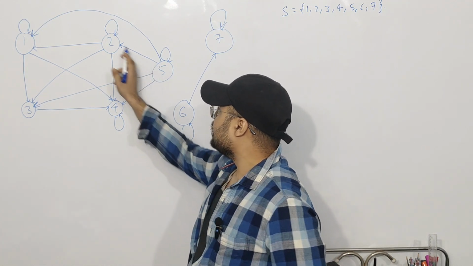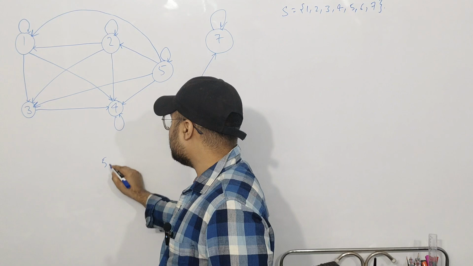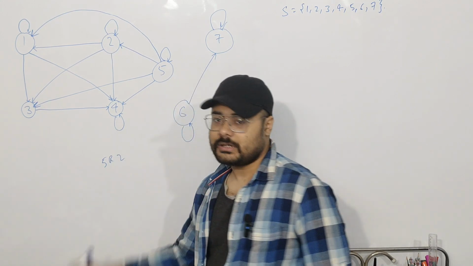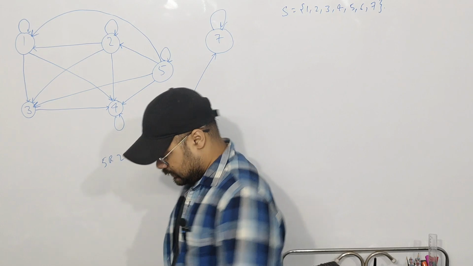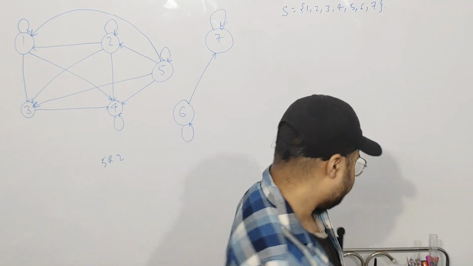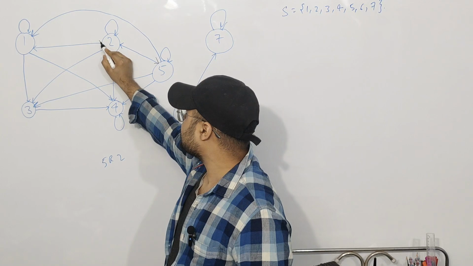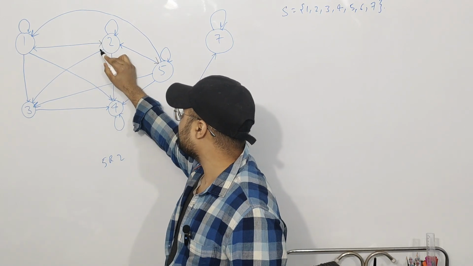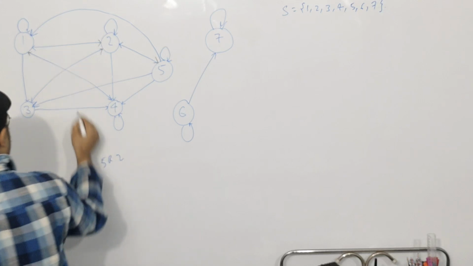Right now, there is only a unidirectional edge from 5 to 2. So here 5 is related to 2, but 2 is not related to 5. I want it both ways, so I am going to make it bidirectional. You have to make every edge between two different nodes bidirectional.